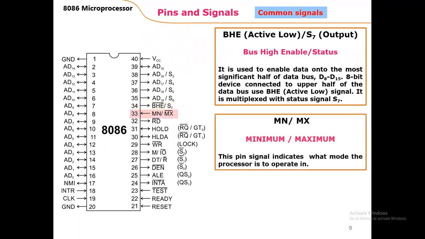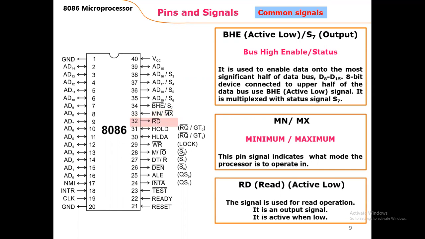Here we see the MN/MX pin. This pin signal indicates what mode the processor is to operate in, meaning the microprocessor can work in only one mode at a time, either minimum or maximum. This pin indicates what mode your processor is operating in. The minimum mode has its own pins, and the maximum mode also has its own pins.